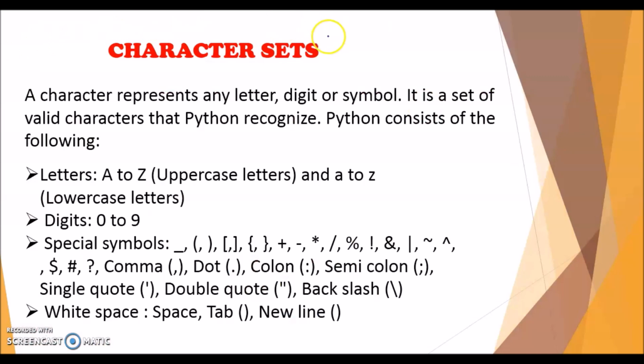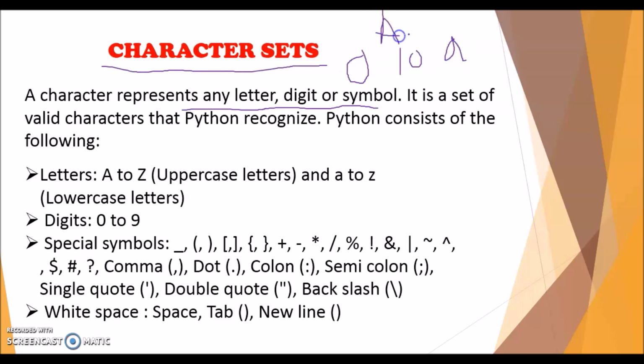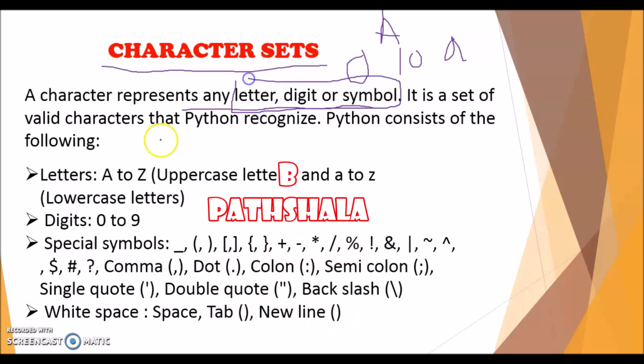So with this we are starting with our first basic, which is character sets. So what is a character? See, a character represents any letter, digit or symbol. For example, if I write 0, any digit, or any letter like a or capital A, these all represent characters. So we can say that a character is a combination of letter, digit and symbol.